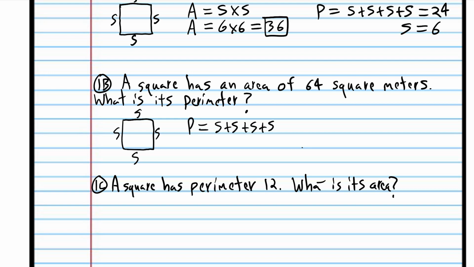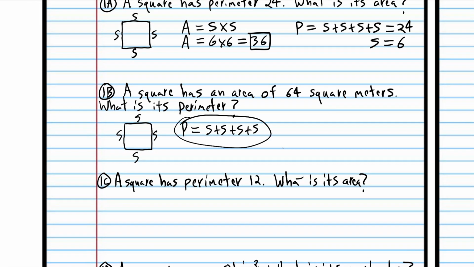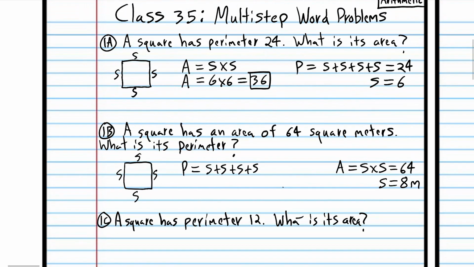which is the sum of all the sides, but we can't find the perimeter because we don't have the side lengths. But we do have the area, so we know that the area is equal to the length times the width, and that is equal to 64. So now we ask ourselves, what number times itself is equal to 64? And if you know your multiplication facts, you know 8 times 8 is 64. So the side length is 8 meters. Now notice in the previous problem we didn't have any units. It was just 24. But in this problem we have square meters, which means that our side length is going to be in meters. That's where the m comes from there.